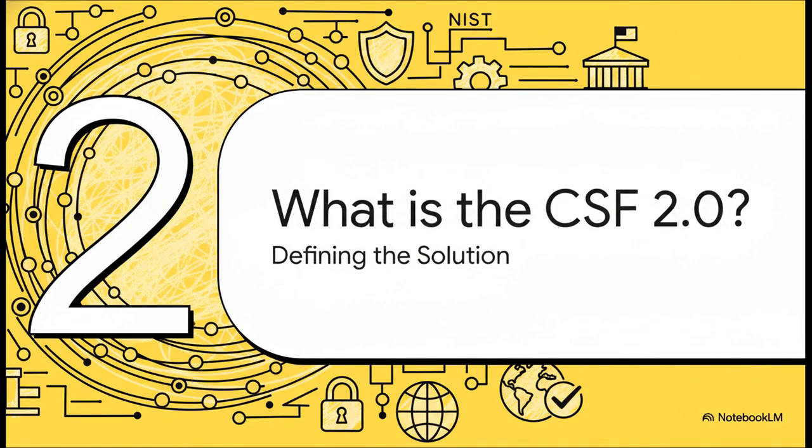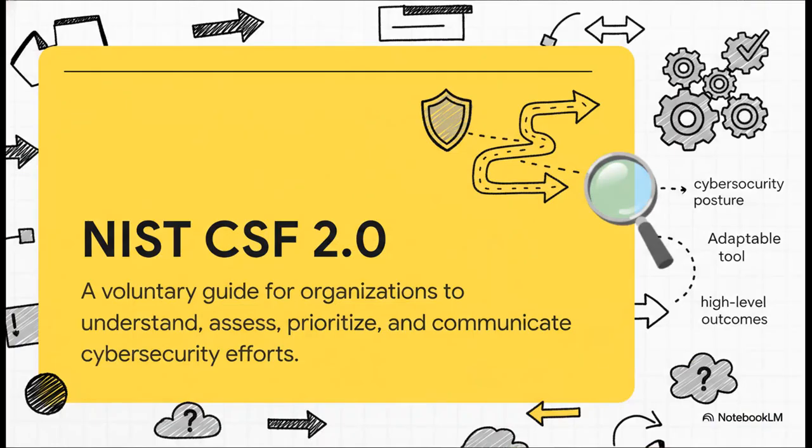So that's the problem. What's the solution? Well, that's where the Cybersecurity Framework from the National Institute of Standards and Technology, or NIST, comes into the picture. They're a U.S. government agency that's all about setting technical standards. Now, at its heart, the CSF 2.0 is a voluntary guide. And this is super important. It's not a rigid rule book you have to follow or else. Instead, it's this really flexible menu of high-level cybersecurity goals. So think of it less like a strict mandate and more like an adaptable toolkit that any organization can use to figure out where they stand and how they can get better.